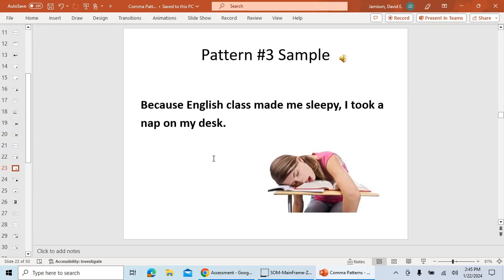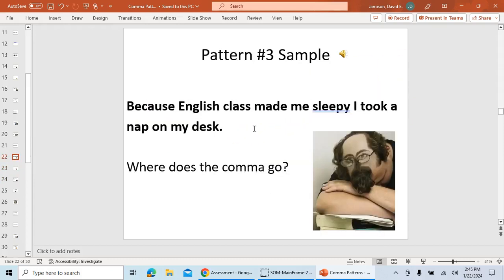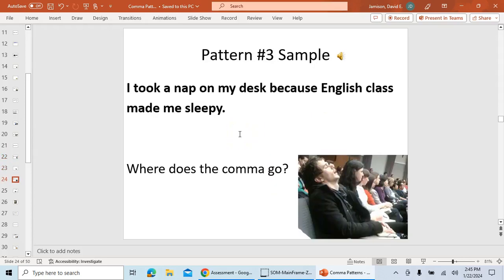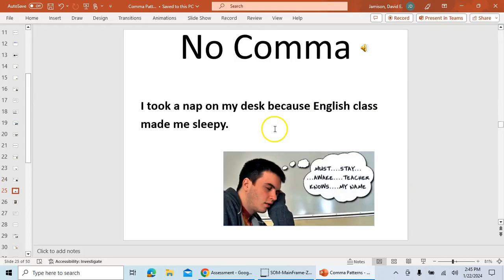If we turn this around, if we said, I took a nap on my desk because English class made me sleepy, then we wouldn't actually need a comma. I took a nap on my desk because English class made me sleepy. Where does the comma go? You don't need a comma.